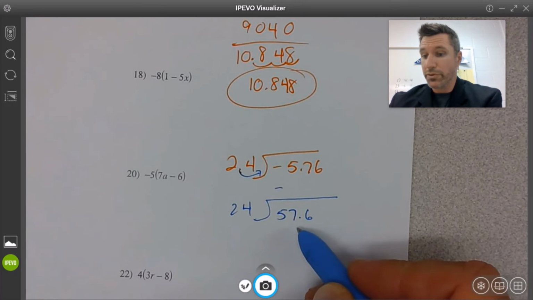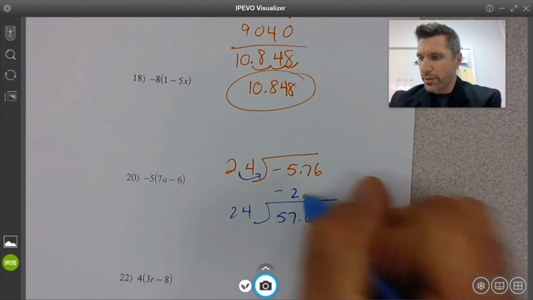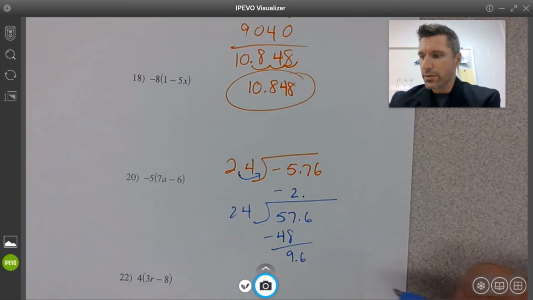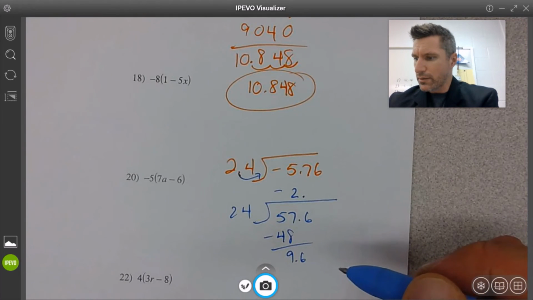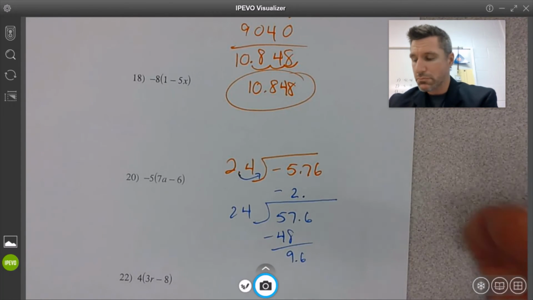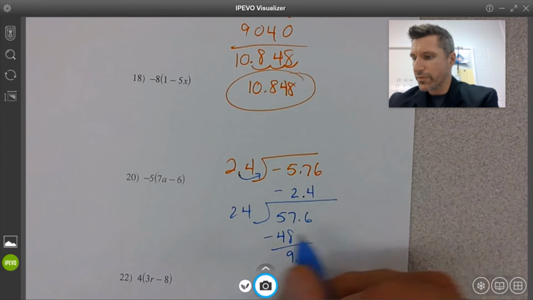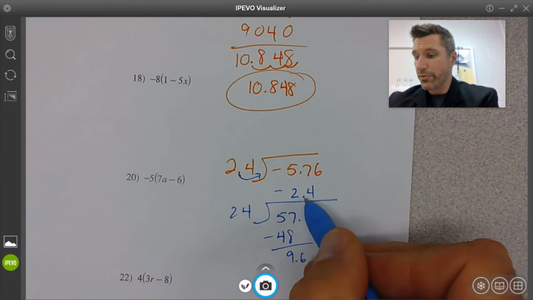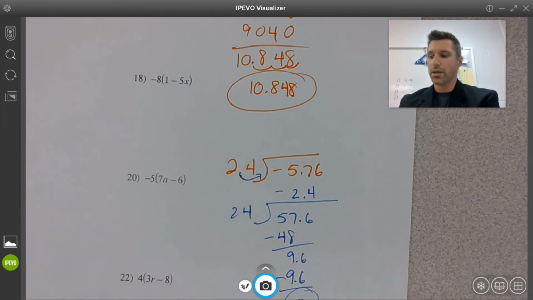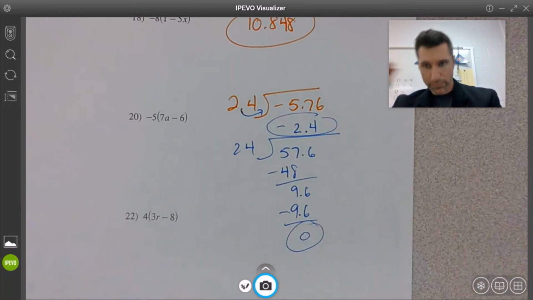Sounds good to me. 24 goes into 57 twice. Put that there. Bring your decimal place up. That would be 48. Looks like we got 9.6 right there. Can we just make that 24 into 96? Let's do that. That'd be 4. 4 times 24. Oh, yeah, because we're going 0.4 right here, so that's technically 9.6 because of the decimal place. Okay, remainder, donut. It is negative 2.4. Cool.